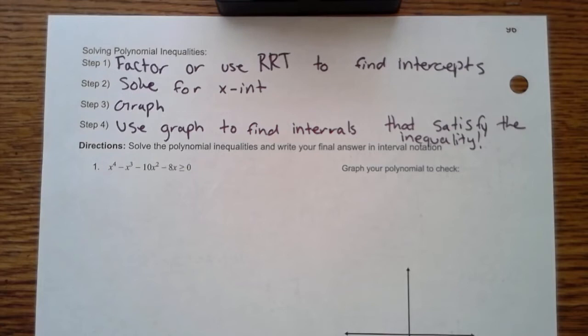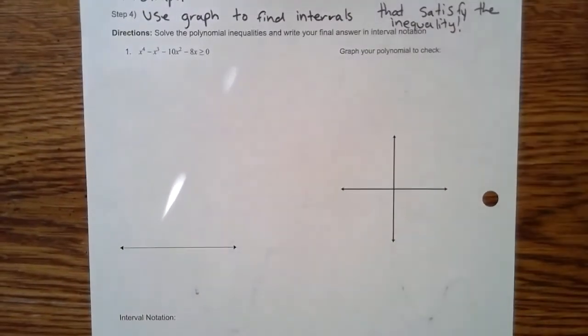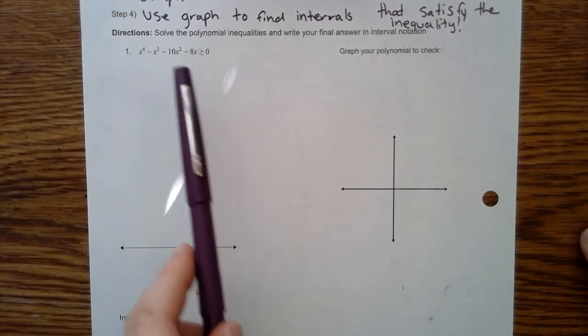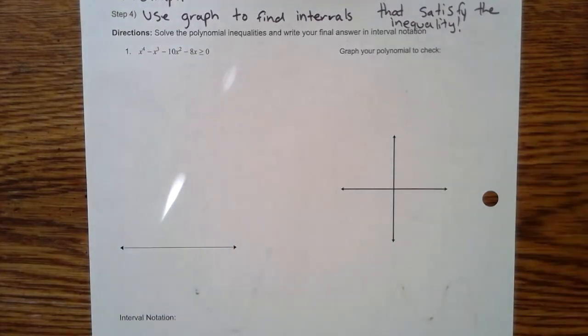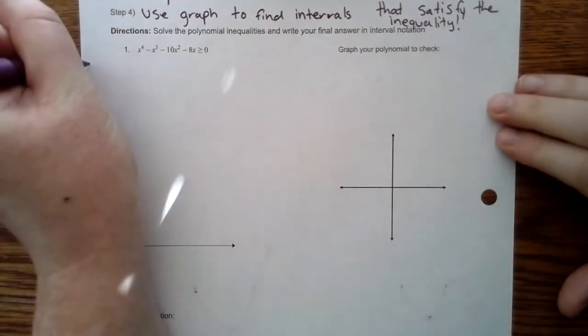Let's get started. Let me adjust this. Solve the polynomial inequalities and write your final answer in interval notation. So I want to know when this function is greater than 0. So I'm going to start by factoring. So I can factor out an x.